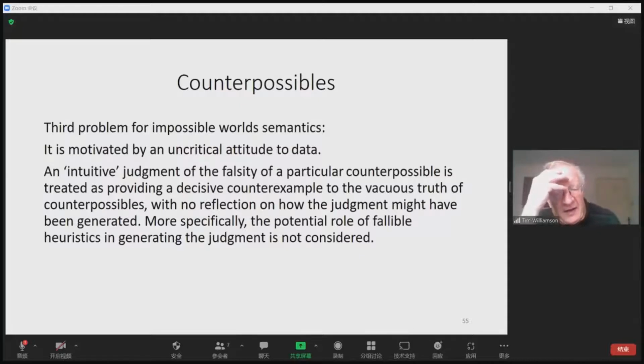And I think that particularly the difficulties that semanticists and philosophers have had in finding effective theories of conditionals that fit the data, that's some evidence that we might need to be more critical about our data.